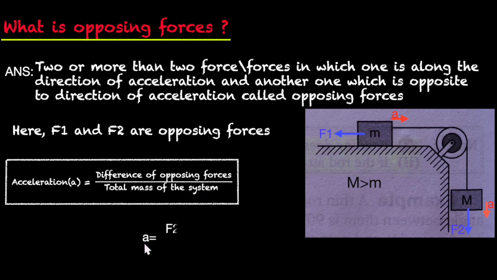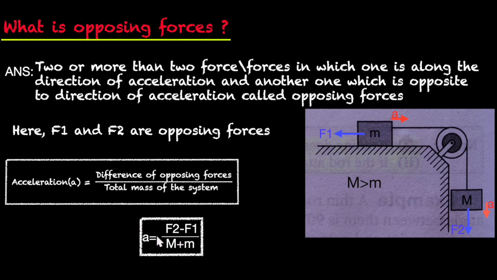So acceleration a is what? F2 minus F1, because F2 and F1 are the opposing forces, divided by the total mass of the system. So what is the total mass of the system? It will be capital M plus small m. So the acceleration of the system will be F2 minus F1 divided by M plus m. I'm hoping that you now understand what opposing forces are.